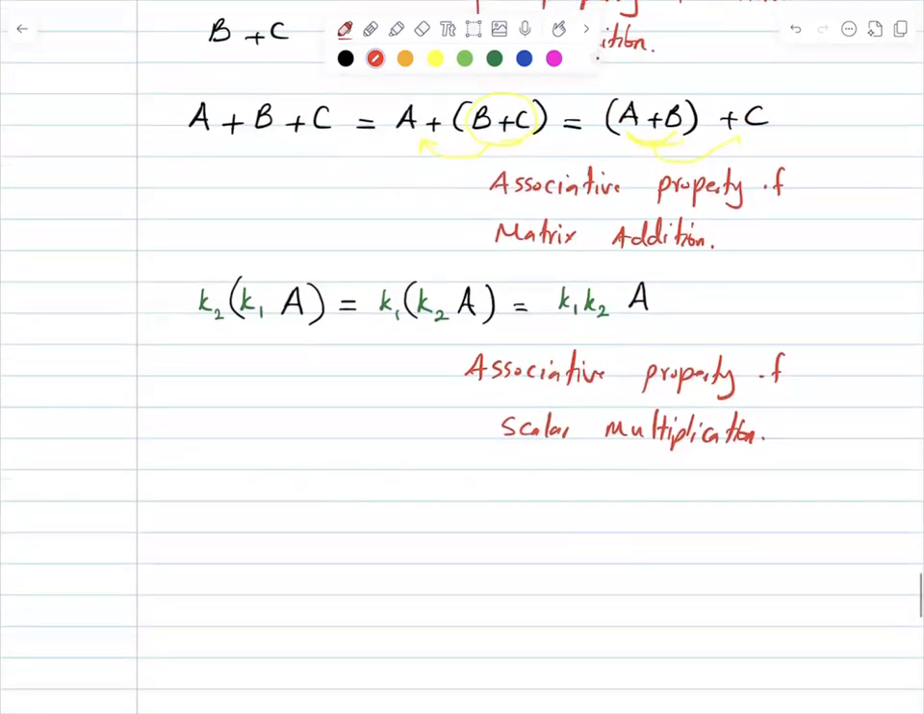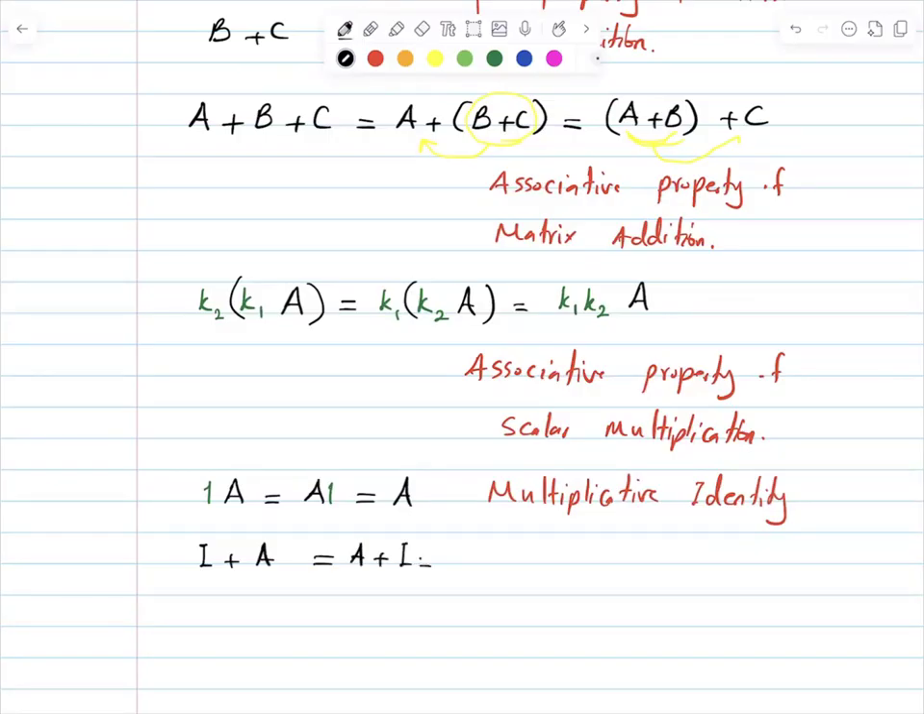If I multiply any matrix by number 1, the result is going to be the same matrix. So 1 times A is the same as A times 1, which is equal to A. And this guy is basically your multiplicative identity. As we had the additive identity, this is multiplicative identity. For additive identity, remember that we use the zero matrix: 0 plus A is A plus 0, which is A itself. Additive identity.